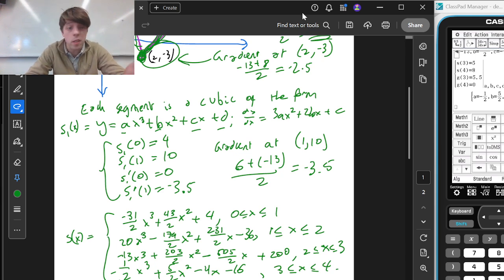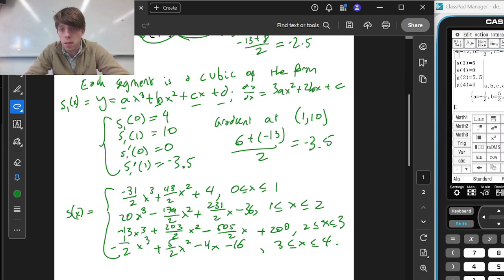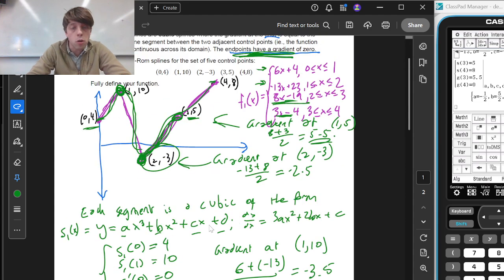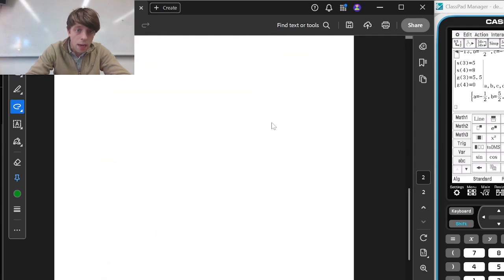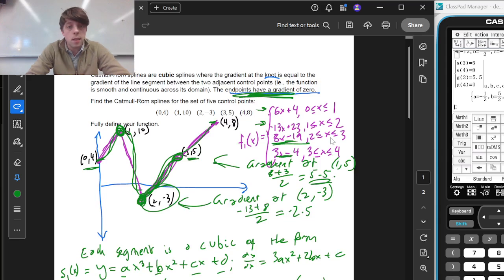And now all we have to do is just graph that and double check that it does in fact produce something that looks a little bit like this. So what we could then do is type these into the CAS calculator, graph it real nice, and just double check that we have created a smooth and continuous function. But that's just about it. So that shows you how to create splines using this method. And this is essentially what you have to do for the SAC.